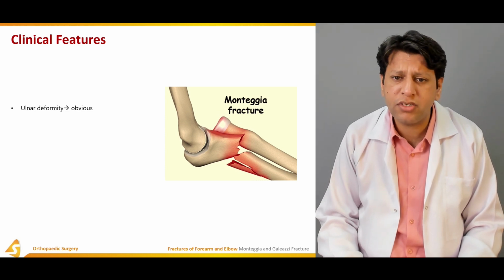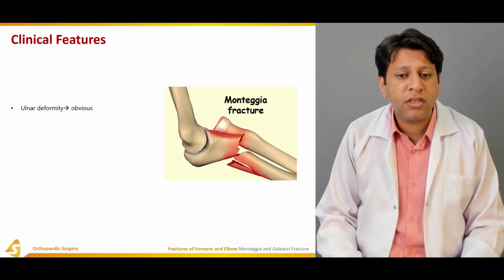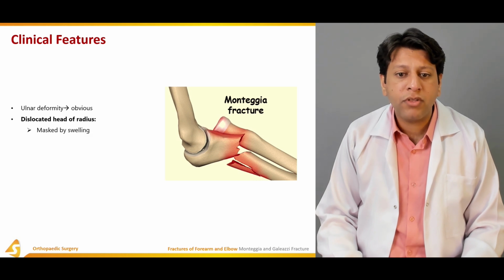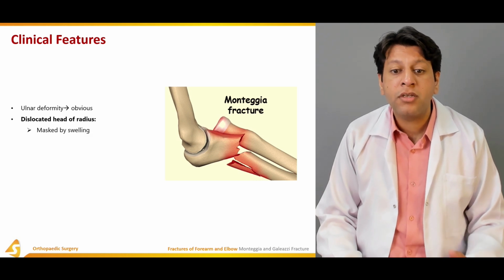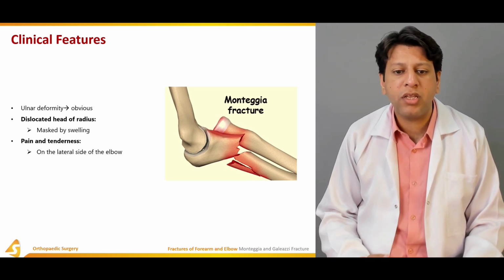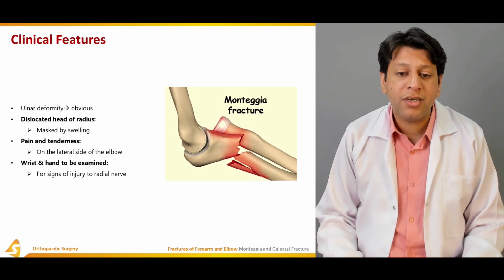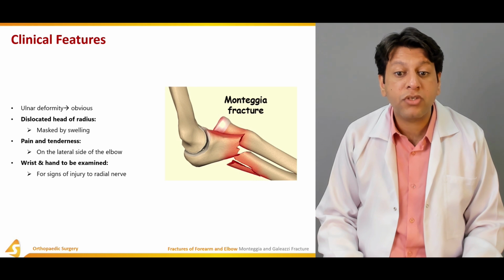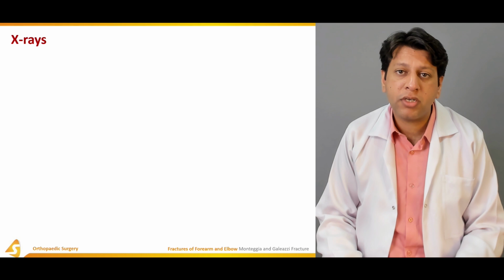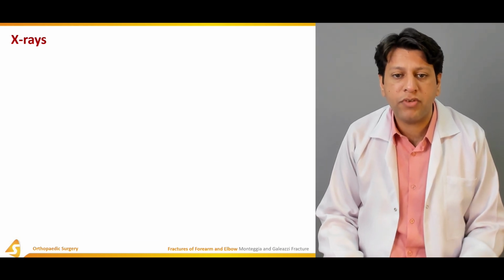Coming to the clinical features, there will be a definite history of trauma or a fall on the outstretched hand. There will be ulnar deformity, which would be very much obvious. Marked swelling of the elbow joint would usually be present, and the dislocation of the radial head may be masked due to swelling, but there will definitely be pain, tenderness and restricted range of motion. The wrist and hand have to be examined for signs of injury to the radial nerve. Why? Because the radial and ulnar nerves pass through the elbow, and this can lead to damage to the radial and ulnar nerves as well.